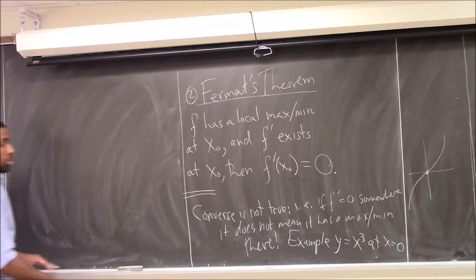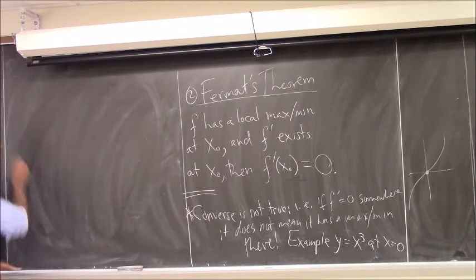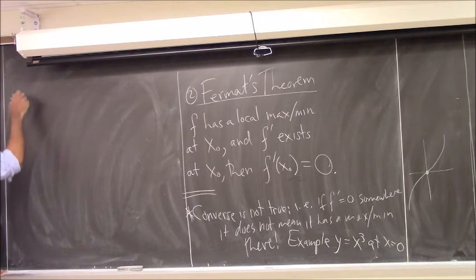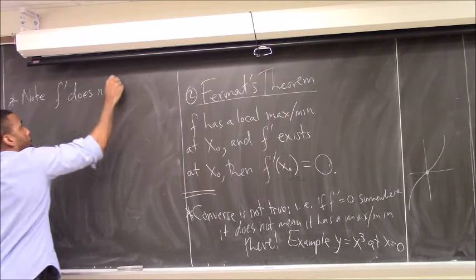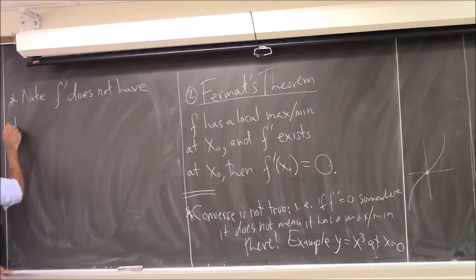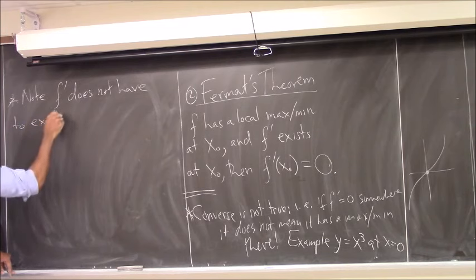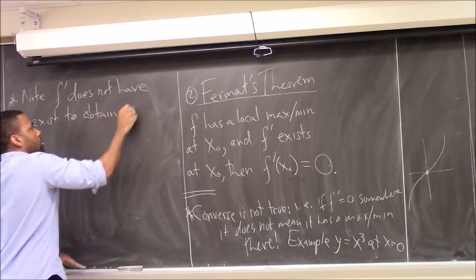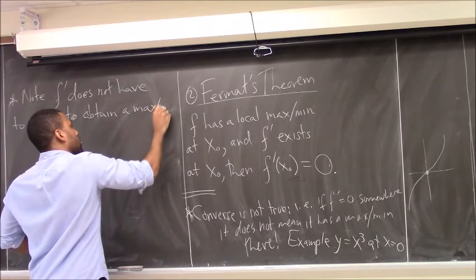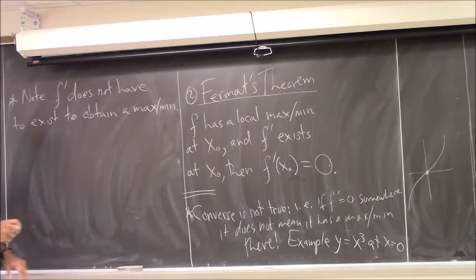So that's an important fact. Another important fact is note f prime does not have to exist to obtain a max or min. Can anyone give me an example? We actually did an example of this before. Can you give me a function where you know it has a minimum at a certain point where the derivative doesn't exist there?